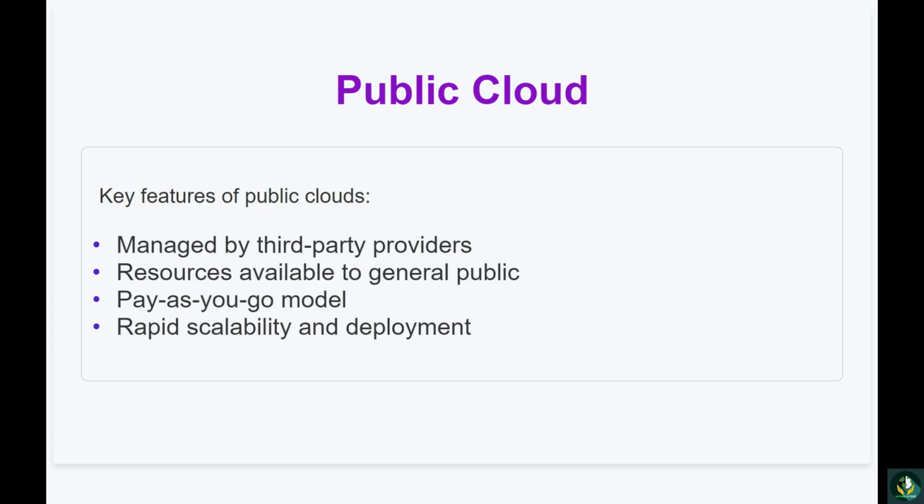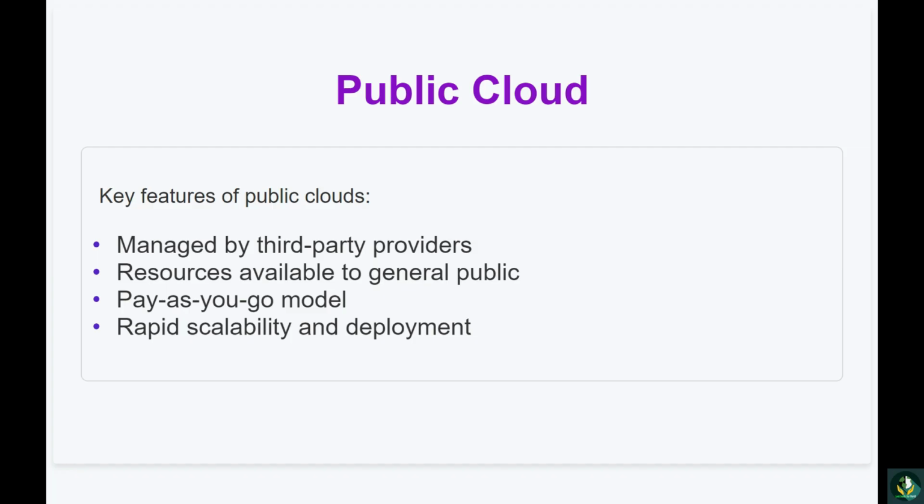Public clouds also excel in the speed of deployment. New applications and services can be provisioned in minutes, dramatically reducing time to market for new products and features. This agility gives businesses a competitive edge in fast-moving markets.